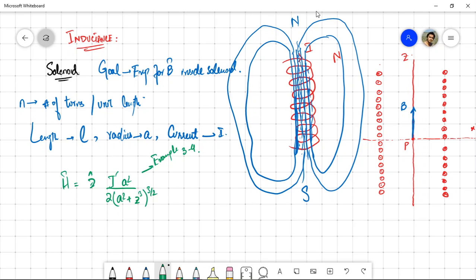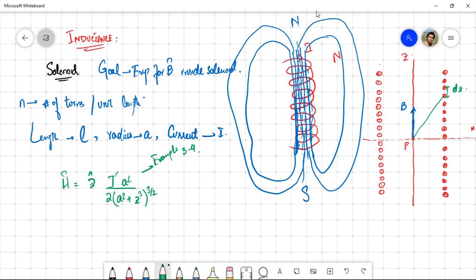So we'll have to modify it accordingly. What we'll try to do here is take an elemental length, and then we'll integrate that expression for the whole length of the solenoid. So first of all, we'll take an incremental length. We'll say that the length in between these two turns is basically dz. This is the incremental length that we are taking in order to apply our analysis.